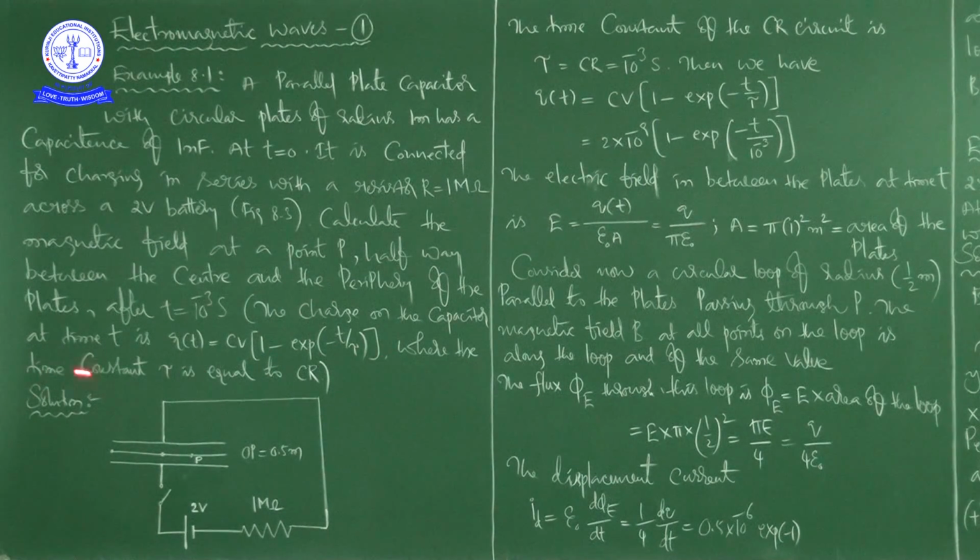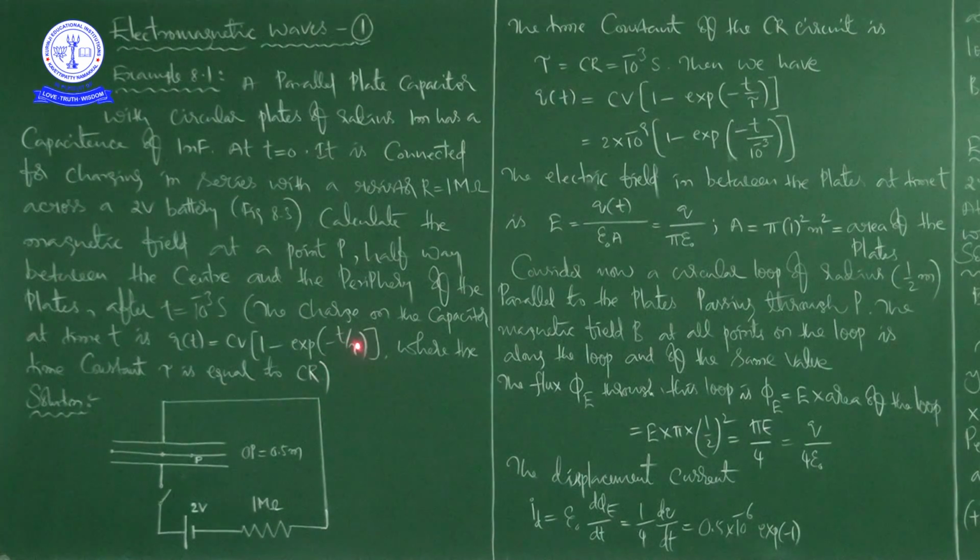But the time constant is equal to CR, that is what is already in the bracket. It is the time constant now. Time constant tau is equal to C into R. That is also a given thing.